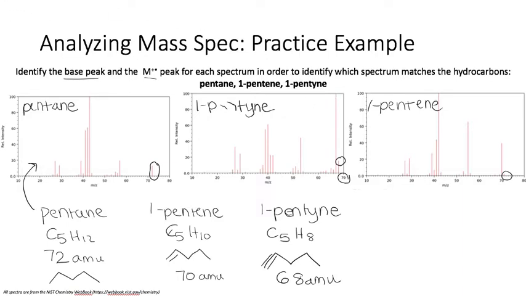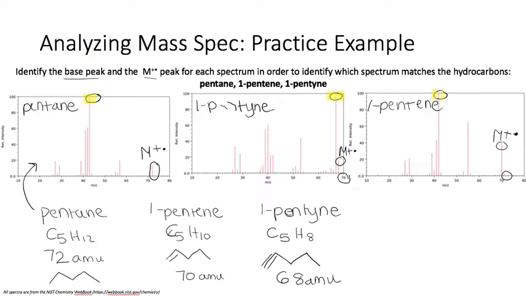So then it's asking me to identify the base peak and the M+ peak. So this allows me to find my molecular ion peak, and that also allows me to find my base peak. My base peak should always be the tallest peak at 100%. So then I could highlight these as my base peaks.